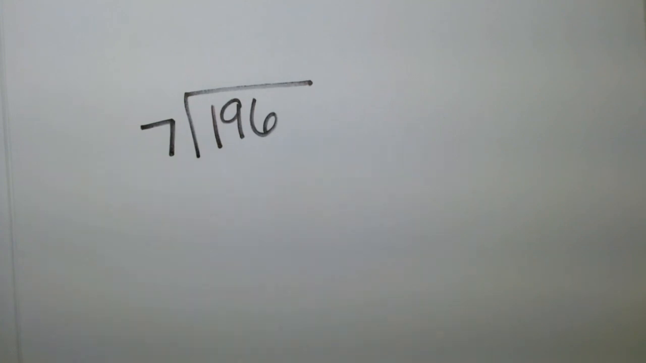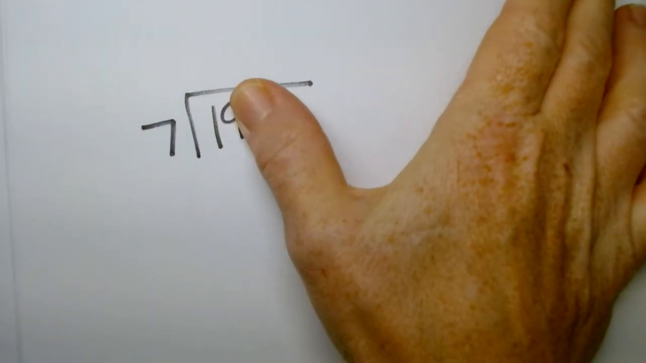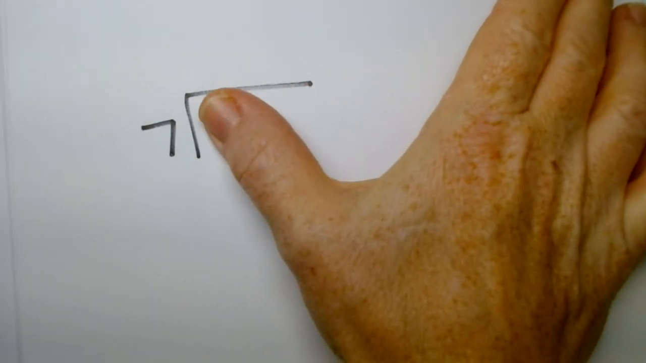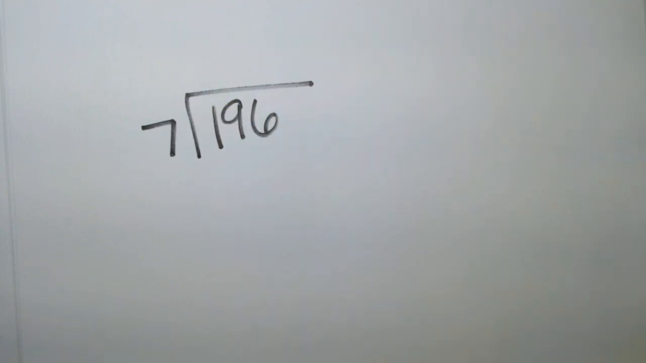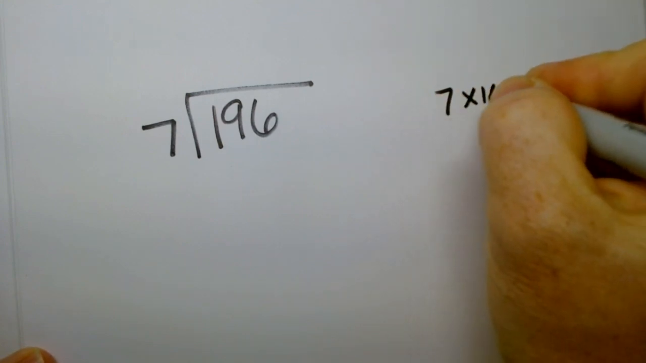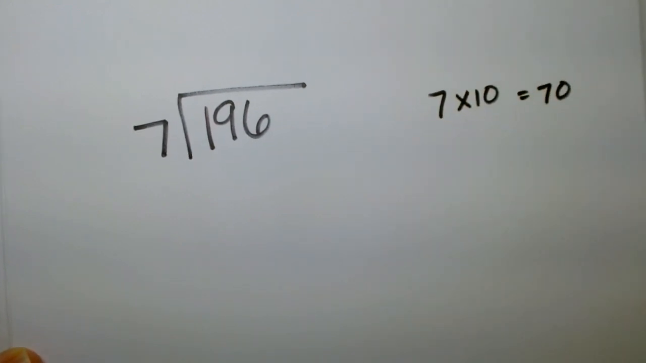All right, so I can do this. Now, most people would start to say, okay, 7 into 1, 7 into 19. Okay, I'm going to do it a little bit differently. What's an easy number you can multiply 7 by that can help take a big chunk out of this? I might suggest 7 times 10. 7 times 10 is 70, right?